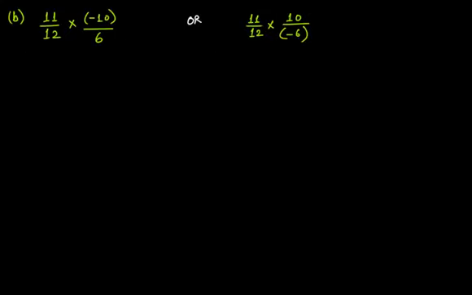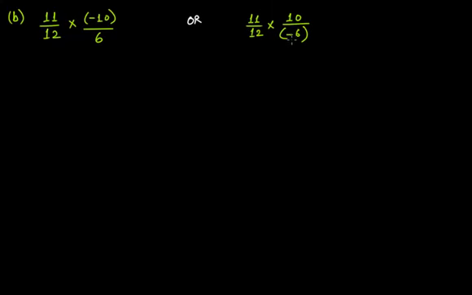In this example, the multiplication is between 11 over 12 and minus 10 over 6. Now, if you notice, in this problem, the only difference is that here you have the negative sign in the numerator, but in the previous case you had the negative sign in the denominator, and the rest of the values are the same. And why have I written this here?